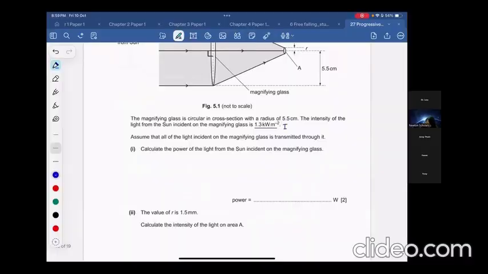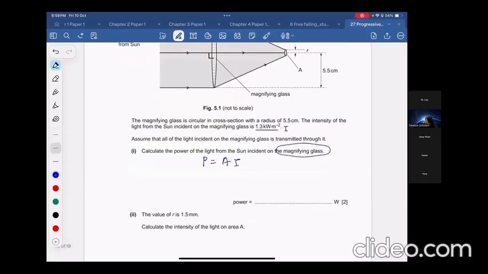Then after that, calculate the power. Power equals A I. Do you have I? Yes. Do you have A? Can you calculate the area of the magnifying glass? Okay, do your calculation.